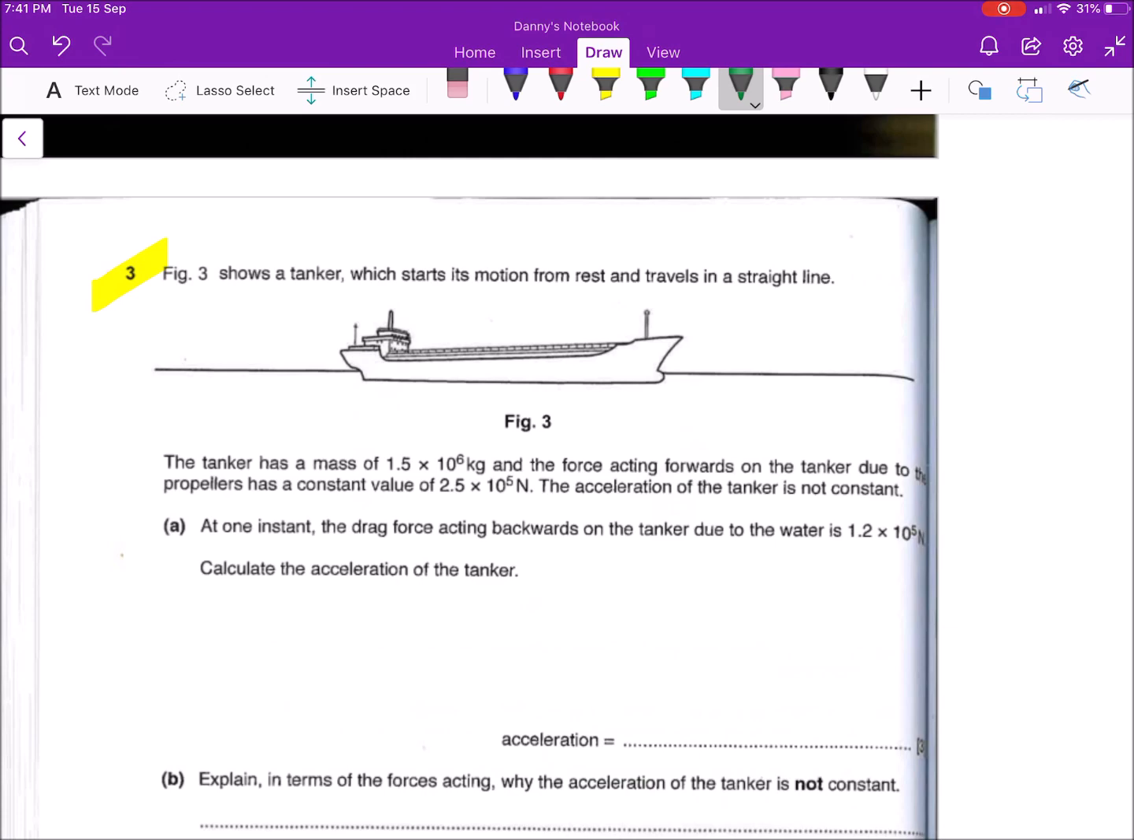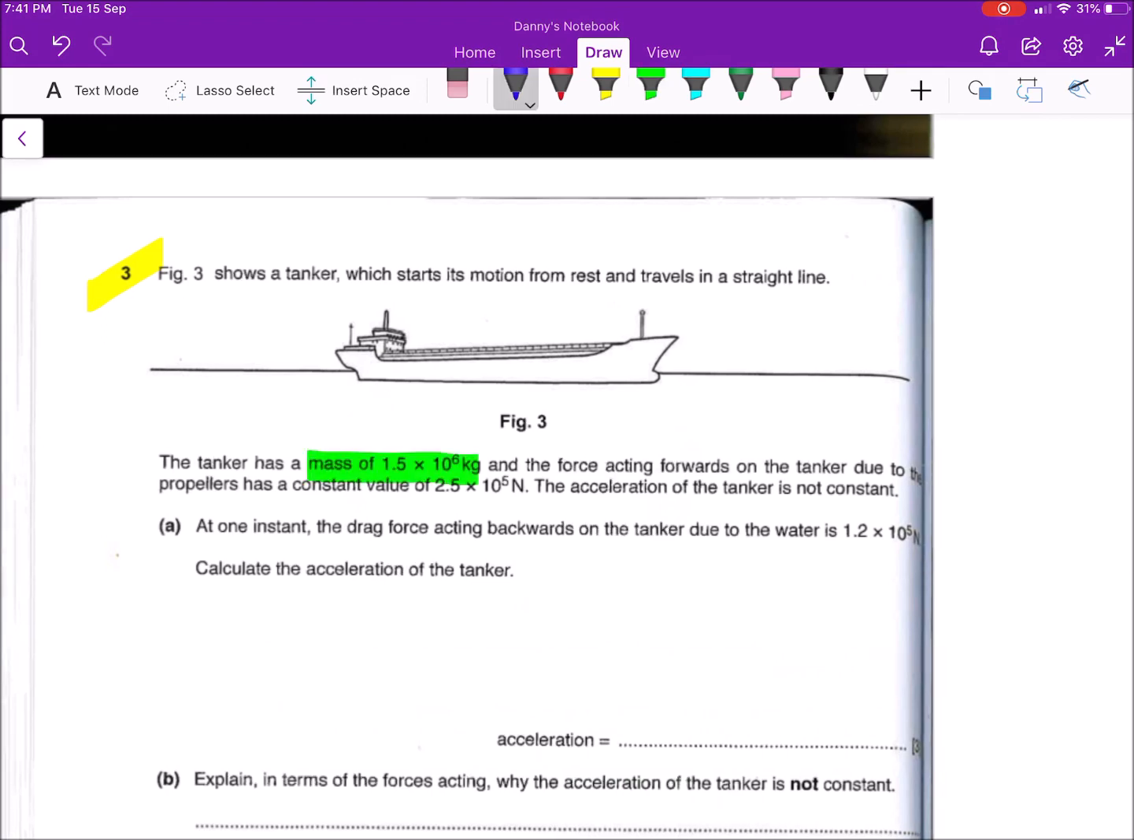Like I said earlier, if you look at this, there are two forces acting on it. Firstly, you are given the mass. Usually I will write it down. The mass is 1.5 times 10 to the power of 6 kg. Then it says that there is this force that is moving forward and it is of a constant value. So I know that there will be this force, I call it F, and it has the value of 2.5 times 10 to the power of 5 Newton.